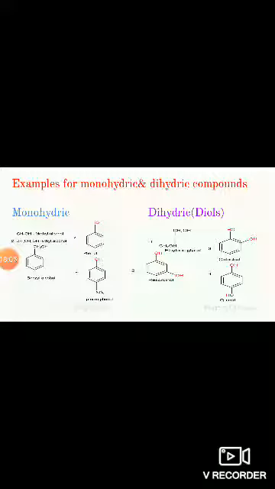Example for monohydric compounds. Monohydric contain only one hydroxy group. So all the hydroxy compounds which have single hydroxy group generally fall into monohydric category. So ethyl alcohol, methyl alcohol, benzyl alcohol, phenol, paranitrophenol, orthonitrophenol, cresols, all monohydric compounds, monohydroxy compounds are examples for this category.